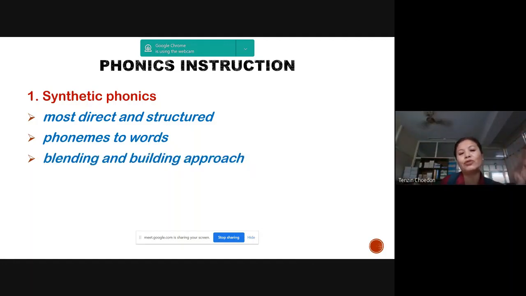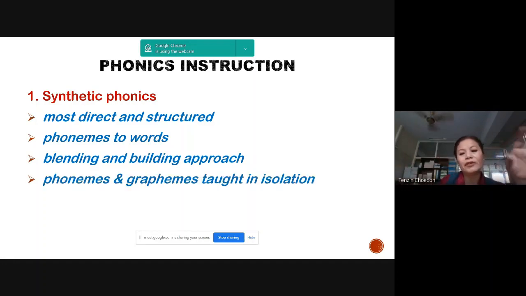Blending and building approach. What you do is you blend the phonemes and build. Okay, phonemes and graphemes are taught in isolation, separate. In that way, I find the Sound Wave program a kind of synthetic phonics, okay? Because the sounds are taught in isolation, and then blending is there, and then you link it with graphemes, the letters, and then gradually it moves to building of vocabulary and then reading comprehension as well.